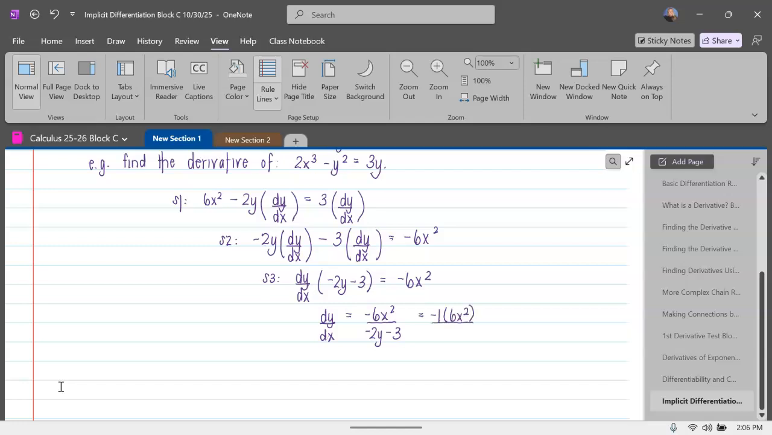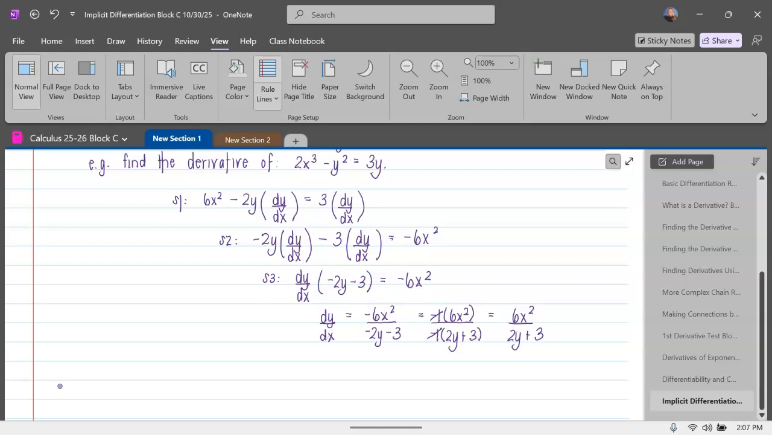Why would that put it into simpler form? Because now we've canceled out the GCF, and we have 6x squared over 2y plus 3. If you left it with all the negatives, it's still right. Okay? I'm just saying, can we simplify it more? All right, questions? We're sure, no questions whatsoever.